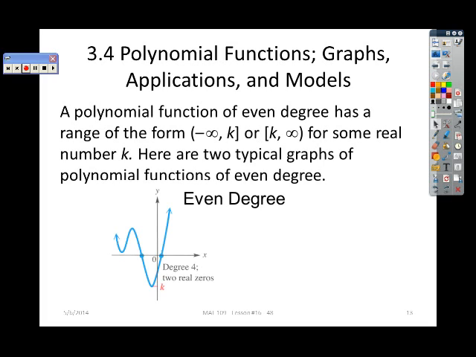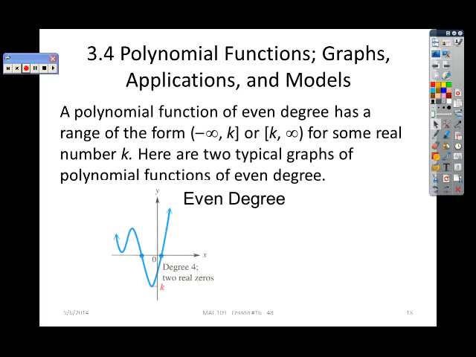Typical functions. Here is a fourth degree polynomial function. Both ends go the same direction. In this case, it only crosses the x-axis twice. Again, the imaginary numbers must occur in pairs. So every even degree function will have either 0 or an even number of real zeros.